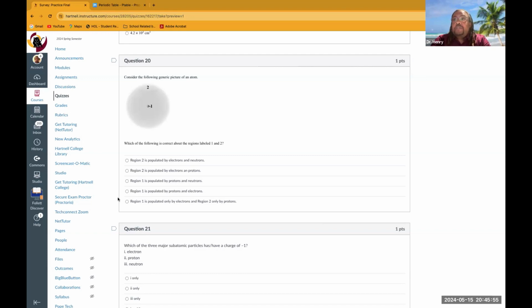A, region 2 is populated by electrons and neutrons. B, region 2 is populated by electrons and protons. C, region 2 is populated by protons and neutrons. D, region 1 is populated by protons and electrons. E, region 1 is populated only by electrons and region 2 only by protons.